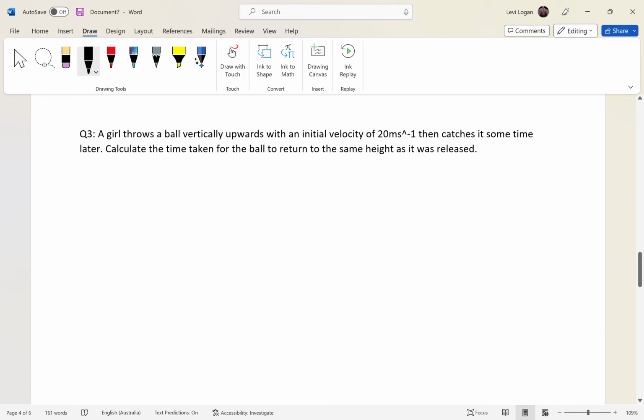A girl throws a ball vertically upwards with an initial velocity of 20 meters per second, then catches it sometime later.